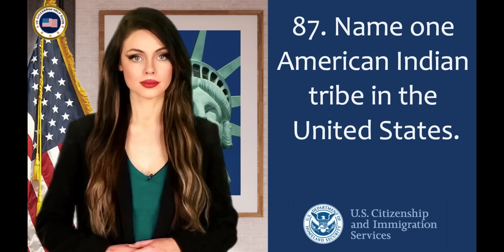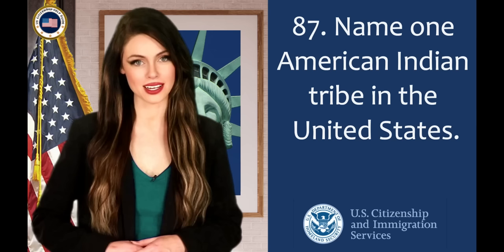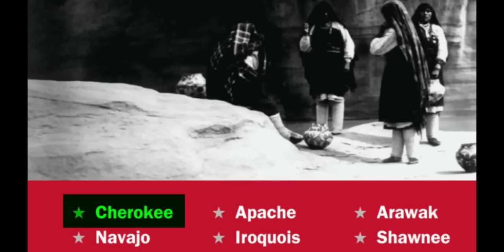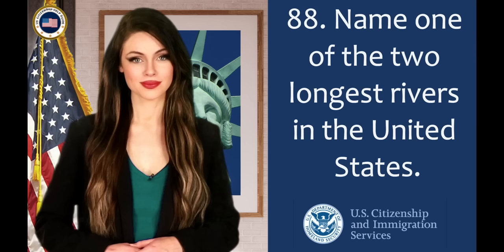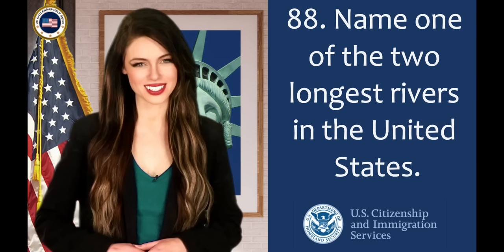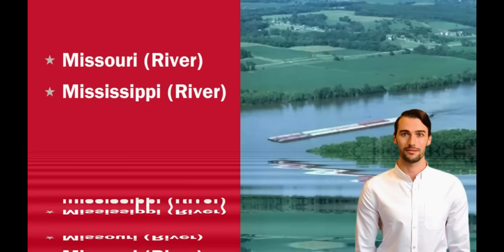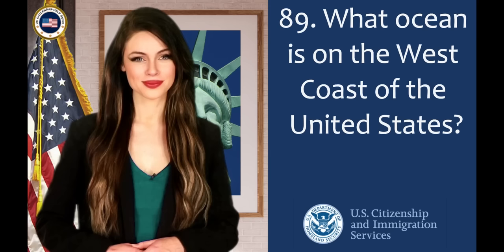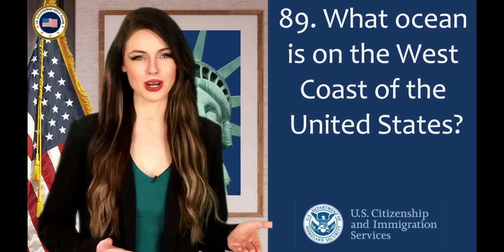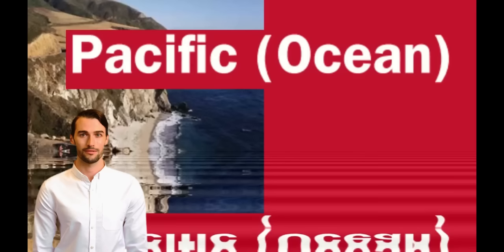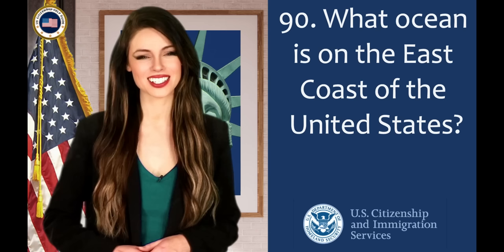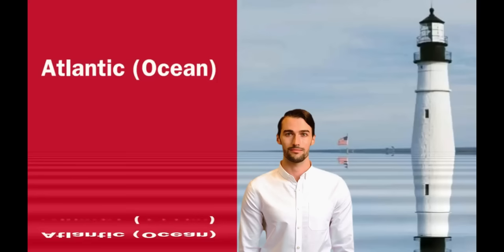Name one American Indian tribe in the United States. Cherokee. Name one of the two longest rivers in the United States. Mississippi River. What ocean is on the west coast of the United States? Pacific Ocean. What ocean is on the east coast of the United States? Atlantic Ocean.